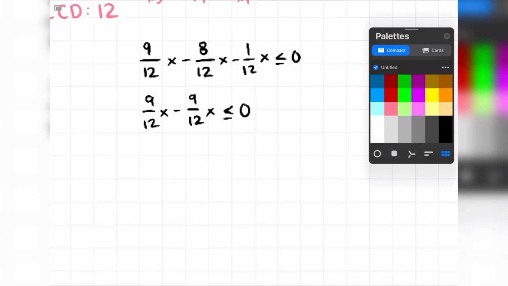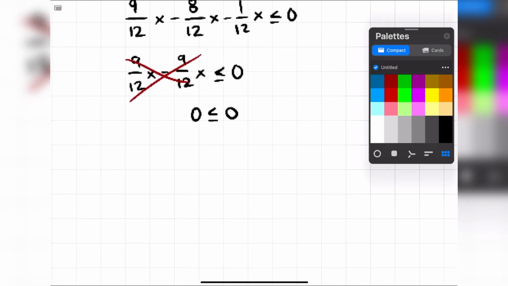These guys cancel each other out. And then you're left with what? You're left with 0 is less than or equal to 0. Same as the other time. In this case, once again, because of that, the answer is going to be negative infinity to positive infinity is your answer.